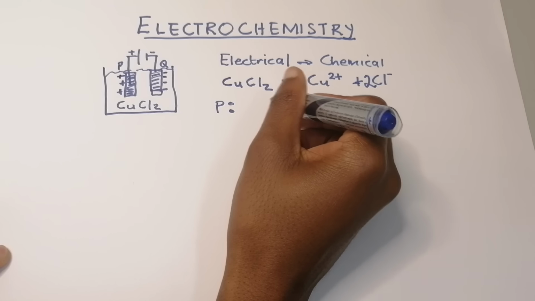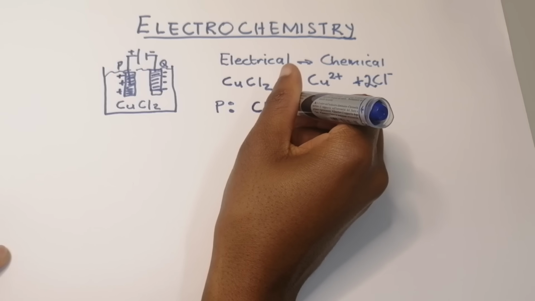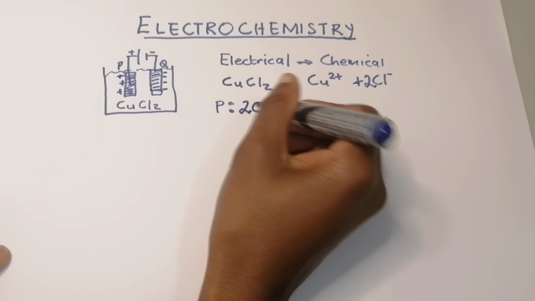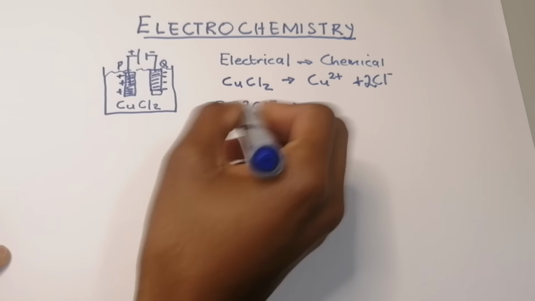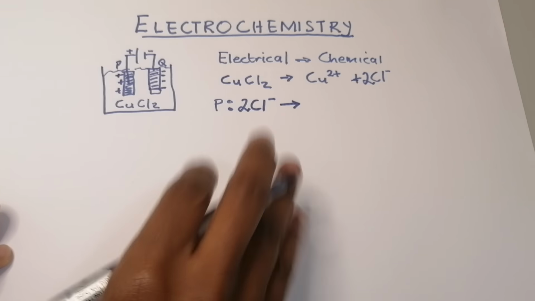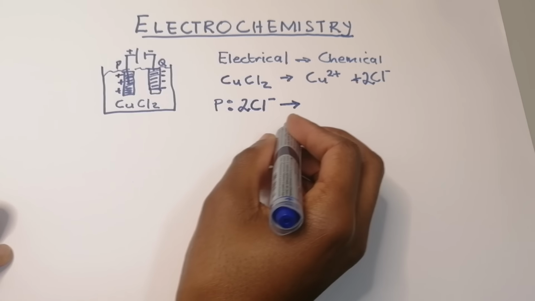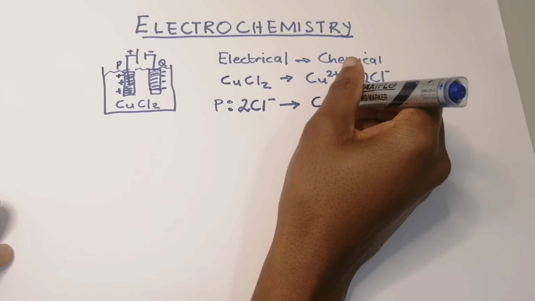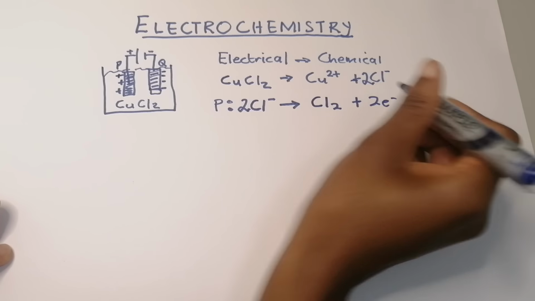On electrode P, I'm going to have the Cl- ions. Now notice in this case, I had 2 Cl-. You may wonder where I'm getting this, but I'll show you in just a little while. Please do not use the double arrows. Just like for the galvanic cell, here you will take only one arrow to show that this is the actual reaction that is taking place. So 2 Cl- will now convert into Cl2, by giving away 2 electrons.